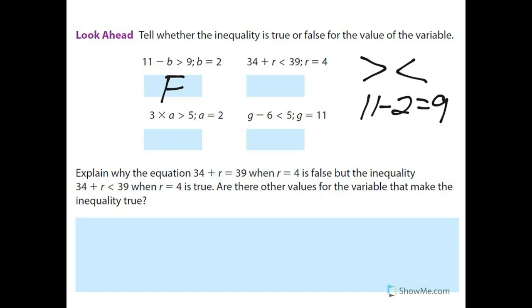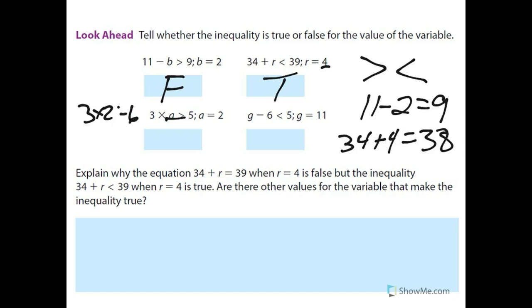34 plus 4 is less than 39. So 34 plus 4, because r is 4, that's 38. Well, is 38 less than 39? It is, so true. And then 3 times 2 is greater than 5. So 3 times 2 is 6. Is 6 greater than 5? Yes, so that's true. And then 11 minus 6. So 11 minus 6 equals 5. Well, is 5 less than 5? No, it's not, because it's equal to 5. It wants to be less than 5.